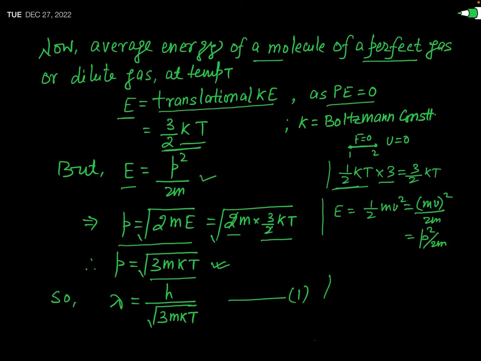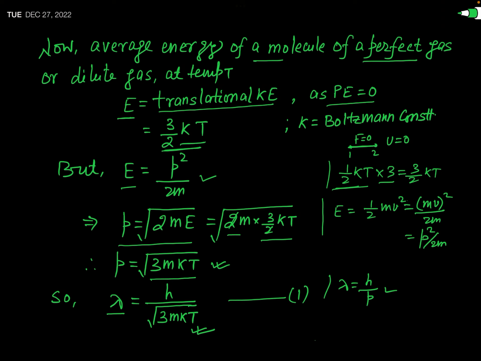Now as you have seen, the de Broglie wavelength lambda is equal to h over p, and you have obtained that p is equal to the square root of 3mkT. So substituting this value of p in this expression, you will get that the de Broglie wavelength associated with the particle is lambda equal to h over the square root of 3mkT. Okay, so this is the expression for the de Broglie wavelength for the molecule of a perfect gas.